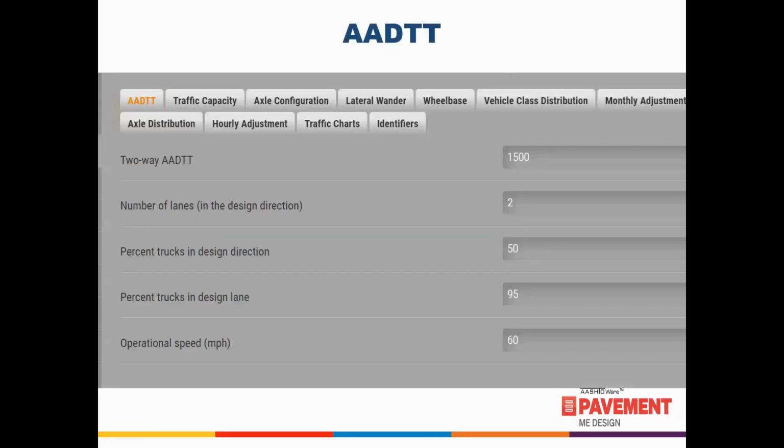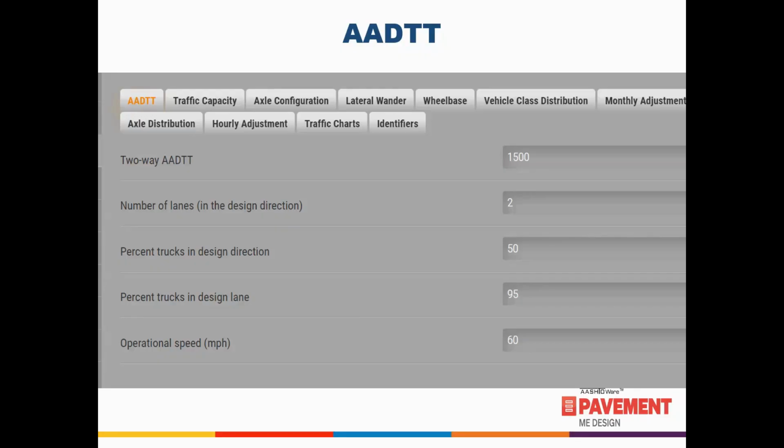Okay, stepping through the traffic inputs. The first tab you see when you're in the traffic module is the one marked AADTT for total truck traffic. And this is pretty self-explanatory.